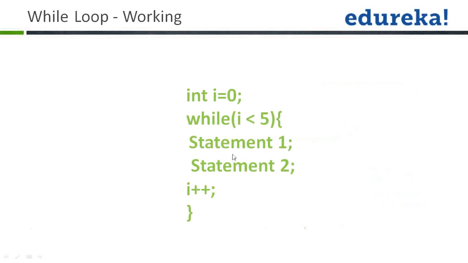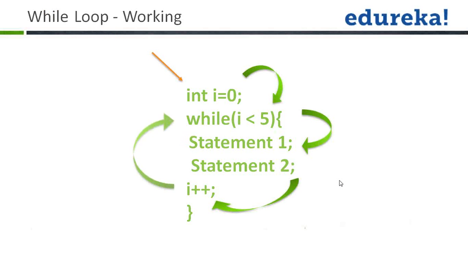Working now. It initializes the variable first of all. Checks the condition after that. If it is true, it moves inside and executes the statement. After that, it increments the value of i and again checks the condition. This cycle keeps on revolving till the condition is false, and the value of i is equal to 5 in this particular case. So I hope you are clear with this as well.